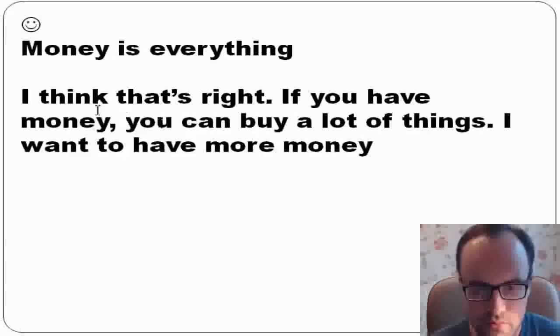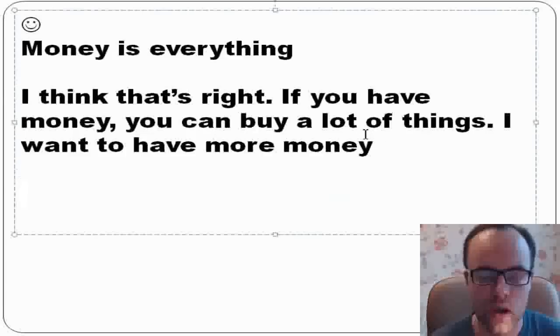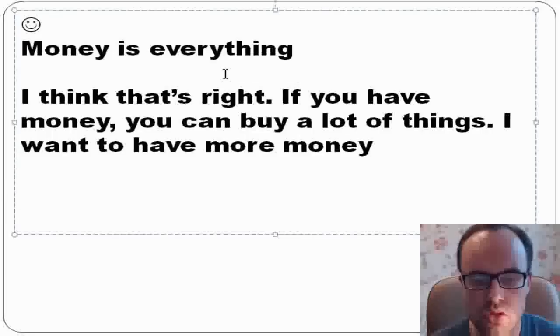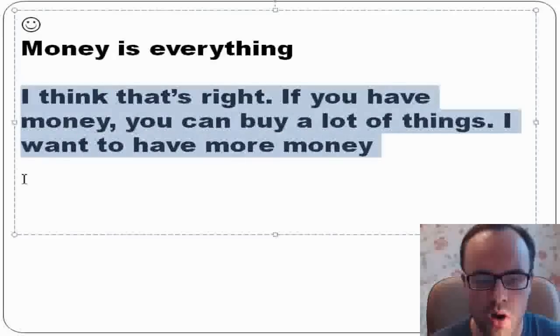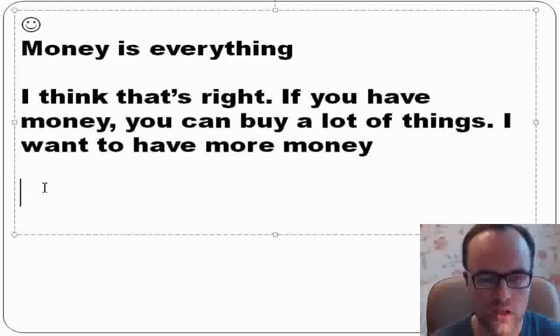Actually, all the sentences are correct. The idea is how to make it sound more advanced. Okay, I think that's right. Let's make this, for example, an advanced level or at least upper intermediate level or higher. So money is everything. We'll be using just the same ideas, but we'll be saying it another way.